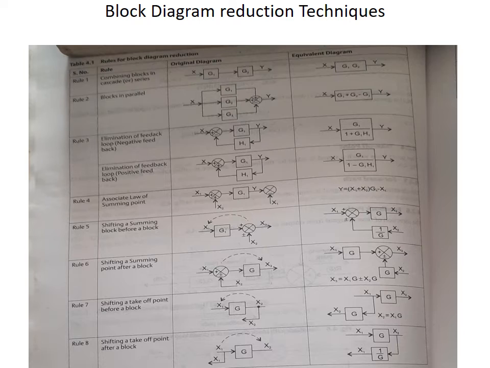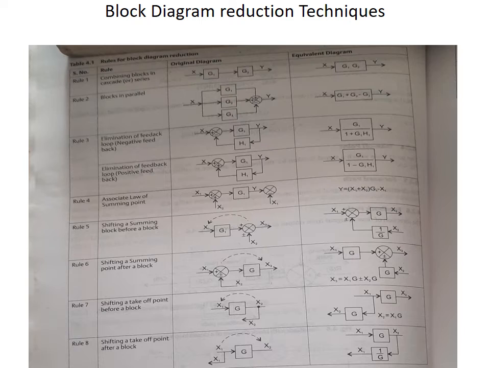Similarly you can move the summing point, which is the sixth rule. If you have a summing point before the block, you have to move it after the block. With a summing point before the block you have the effect of G, but while moving it after the block, the G effect will not be there.